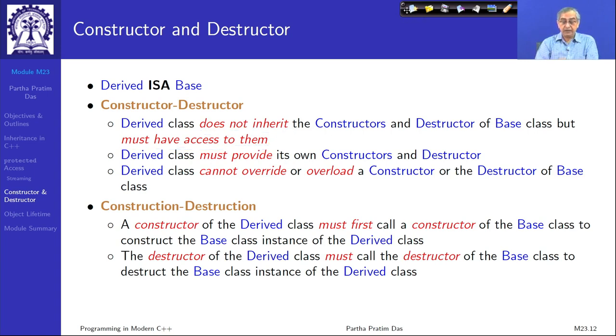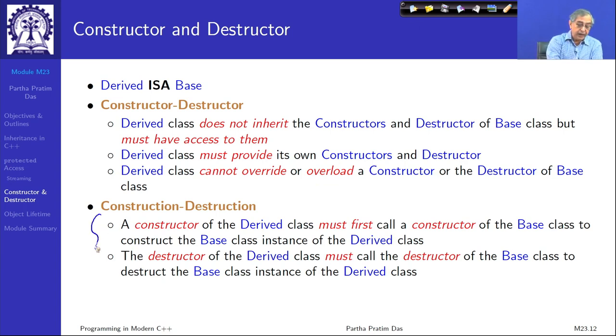So, this is one thing. In addition, naturally the derived class must provide its own constructor and destructor, right. There is no moving away from that. And as we have noted, derived class cannot overwrite or overload the constructor or the destructor, right. It cannot overwrite, neither can it overload constructor or destructor of the base class. Right.